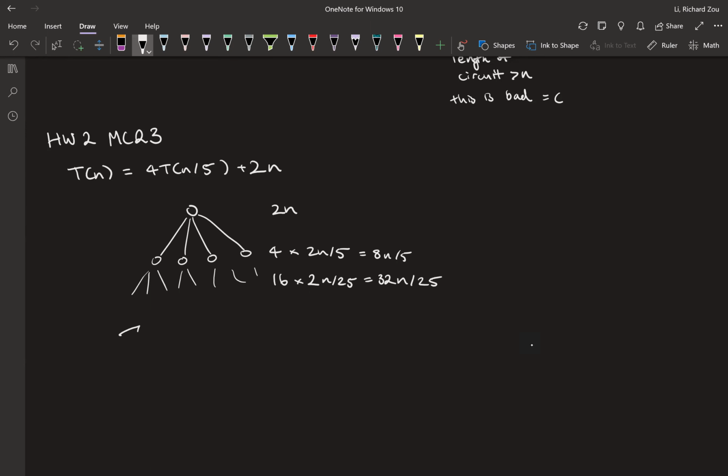Okay, so this just looks like the summation of 2n times 4/5 to the i, summation from i equals 0 to infinity. But with a geometric series, we can just pull out the 2n, so this is equal to 2n times this geometric series, and we know that it's constant because this ratio is under 1. So it should be all of that. And that should be enough.